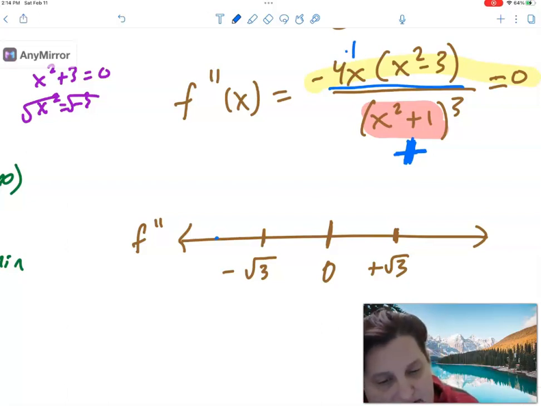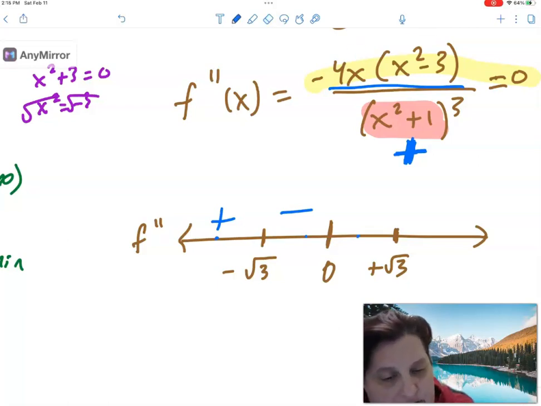Okay, let's go for a really big negative number, like let's say negative 10. Negative 4 times negative 10 is positive. Negative 10 squared is 100, minus 3 is positive, so that's positive. Let's go with negative 1. Negative 1 times negative 4 is positive. Negative 1 squared is 1, minus 3 is negative. And then we'll go with 1.